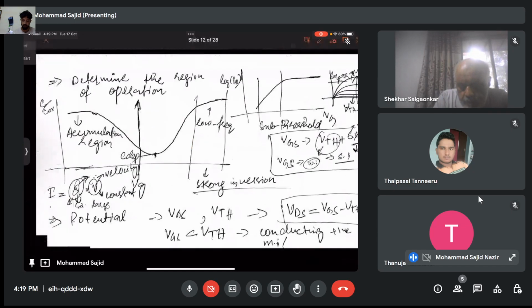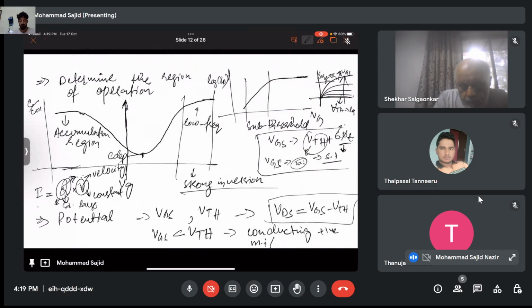We just talked about the three regions of operation of the MOSFET. If we see from the capacitance characteristics, it acts like this. This region is the accumulation region, and then this capacitance goes on reducing to C depletion, and after that you have an increase in capacitance due to the increase in the inversion charge, right?